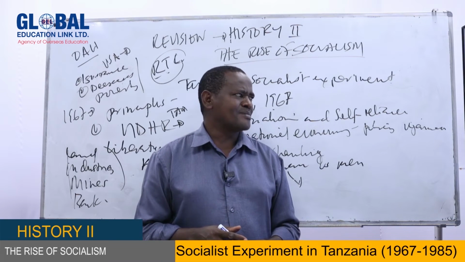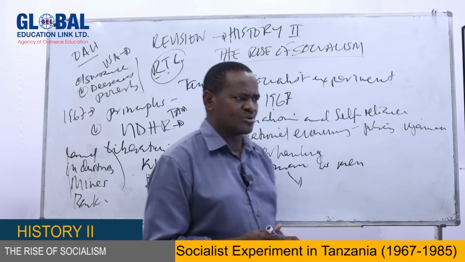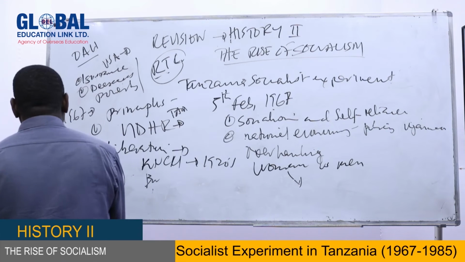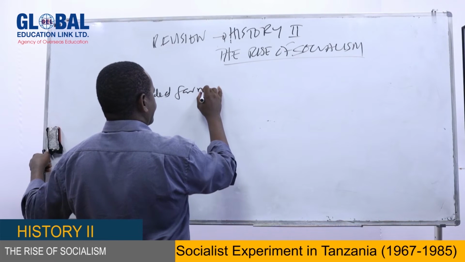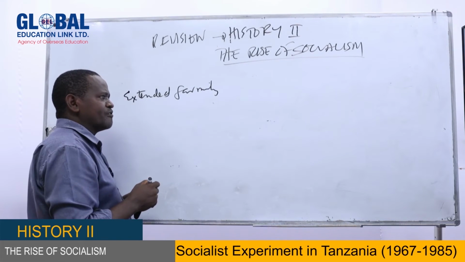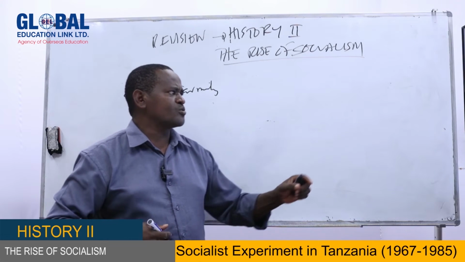What does ujamaa mean? Ujamaa, in Swahili, is a Swahili word which means the extended family or familyhood. Extended family or familyhood. What does this mean? When you say extended family or familyhood, what does it mean?